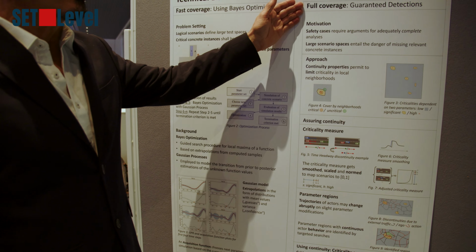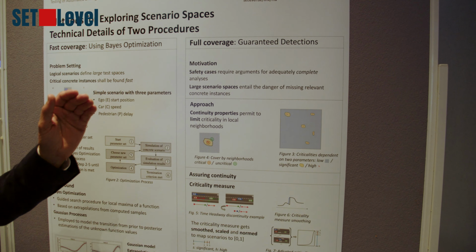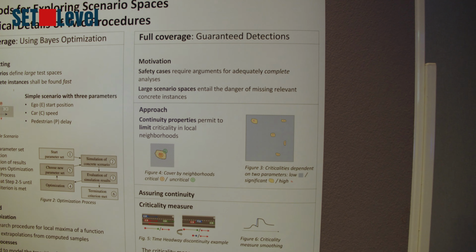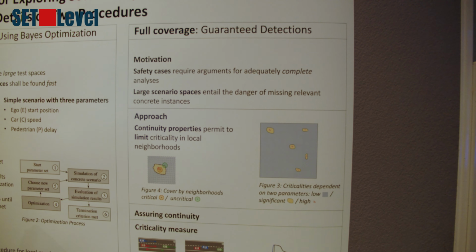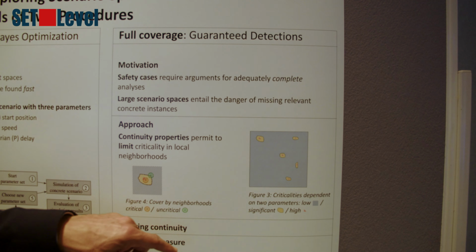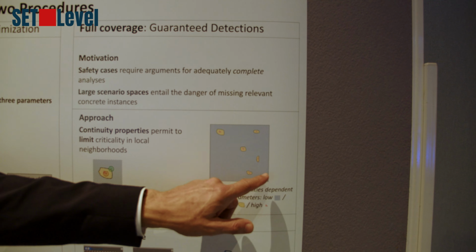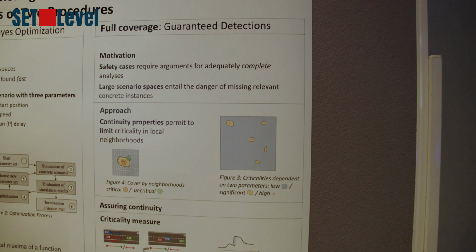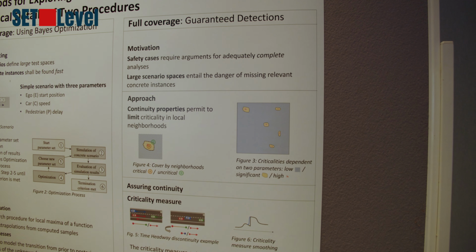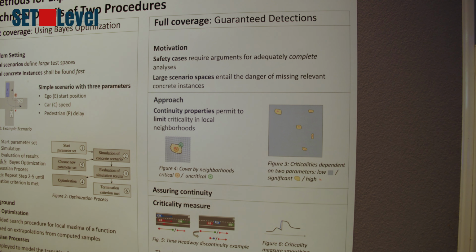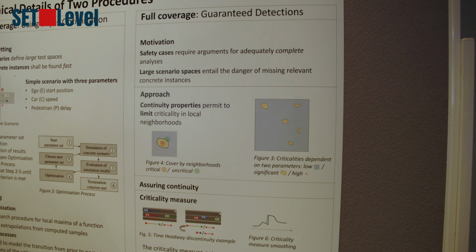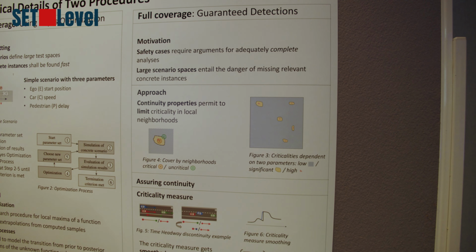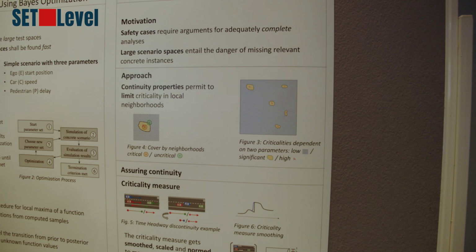Now, on the right side of the poster, we see a slightly different question, which is addressed by a different procedure. Namely, we want to find all the critical points. These are the little red areas here. We want to find all of them and cover them and be sure that nothing red has been overlooked in the vast blue sea of uninteresting evolutions of a scenario. We want to make sure that every point which should be analyzed closely is indeed identified.